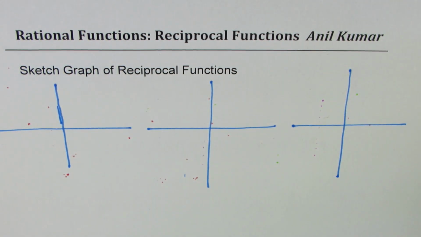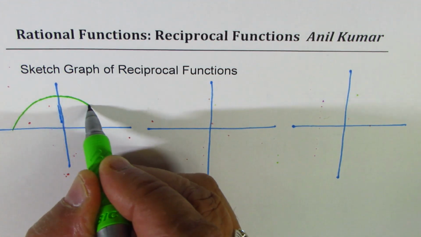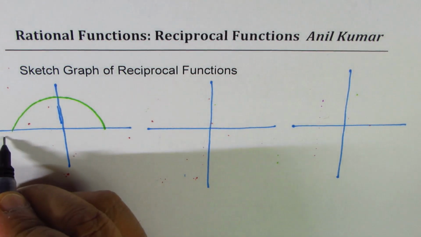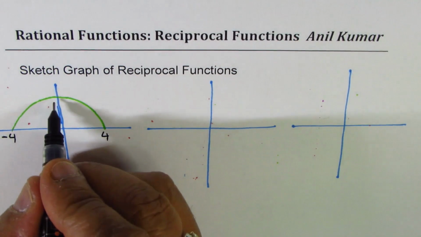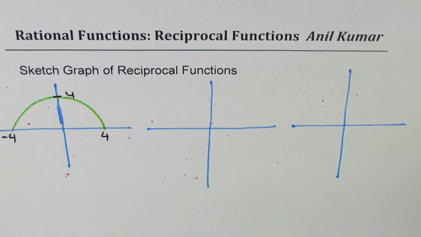Now these 3 are very typical. One is a semicircle. A semicircle is a function, right? Let us say this point here is at -4 and this is at 4, okay? And this will definitely be at 4. You have to sketch the graph of this function.